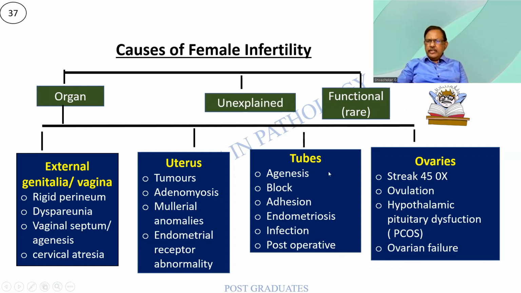All the boxes given here are related to the organ, for example, external genitalia and vagina, uterus, tubes, and ovaries. So the conditions are given here. Kindly go through them leisurely, and most of it you people would have already come across. You can mention Mullerian anomalies, for example.